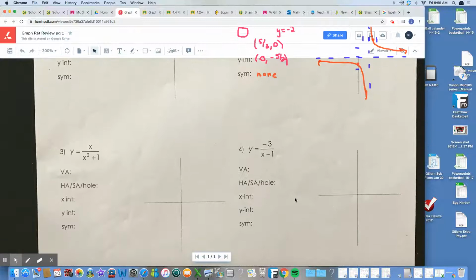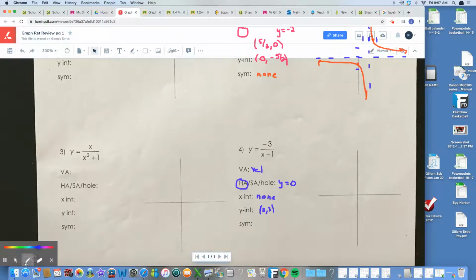Number 4. We have a situation where the degree is 1 on the top, bottom, nothing on the top, which means bigger on the bottom automatically means y equals 0. Our favorite one, the degree is larger on the bottom. Vertical asymptote: the bottom equals 0, x equals 1. X-intercept: there's no x up there, so there is none. For the y-intercept, you plug in 0 and you get -3 over -1. So what is that? 3. So 0, comma 3.